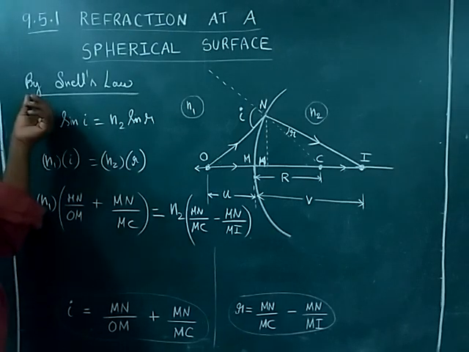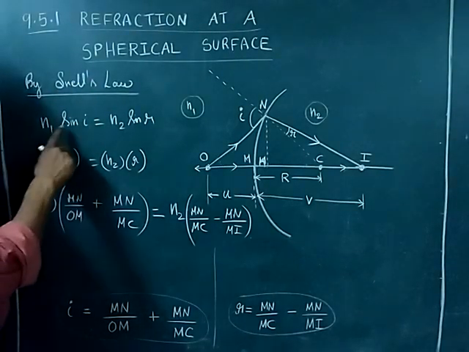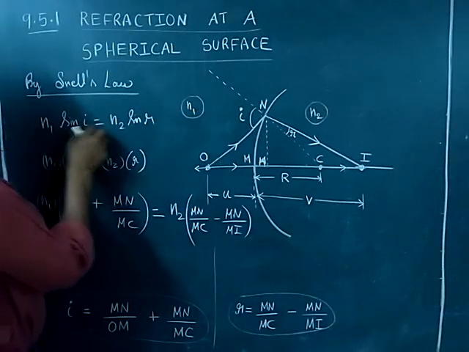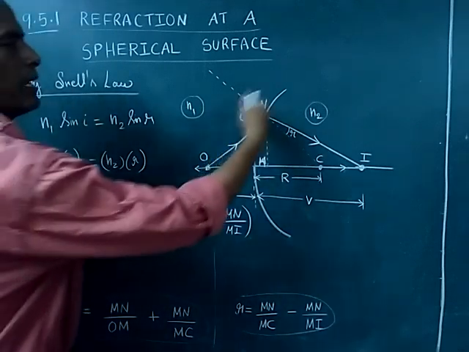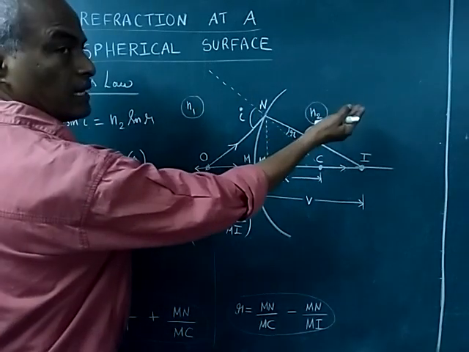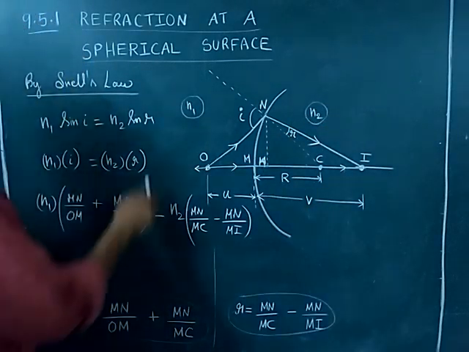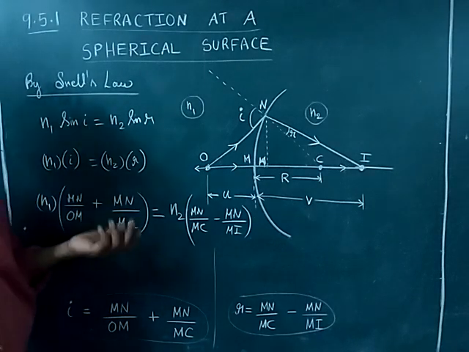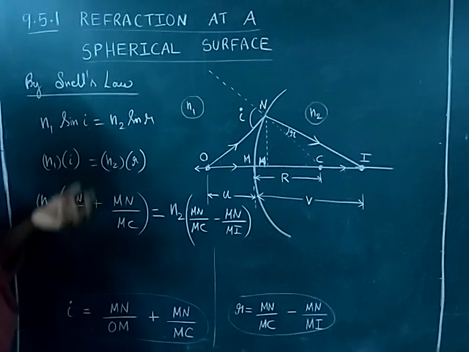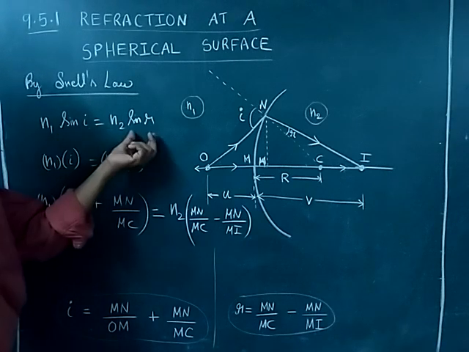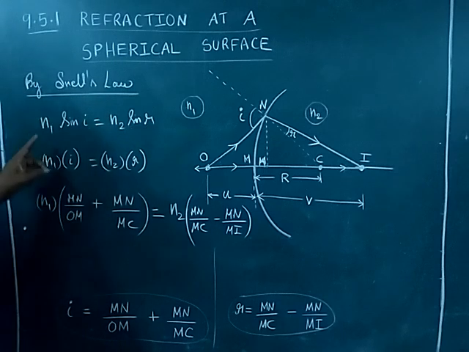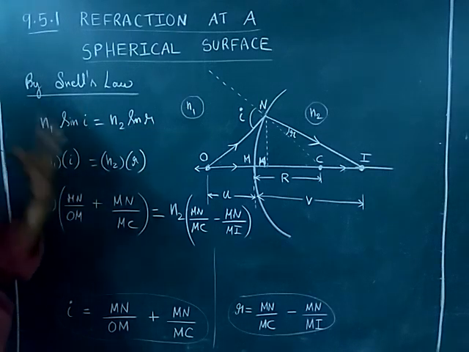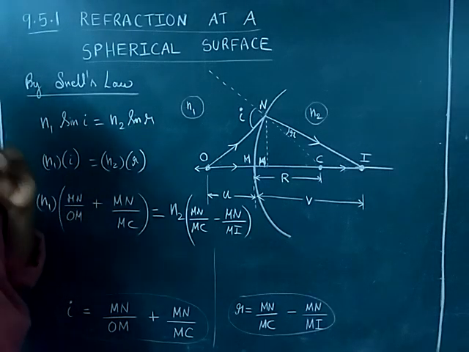Now we have by Snell's law n1 sin I, that is the refractive index on this side, n1 into sin I, this angle, is equal to n2, the other side with refractive index n2, into sin R. R is this angle. Now we already told you that for very small angles sin I is equal to I, and similarly sin R is equal to R. Therefore n1 sin I can be written as n1 I, and n2 sin R can be written as n2 R. This is applicable only for very small angles.